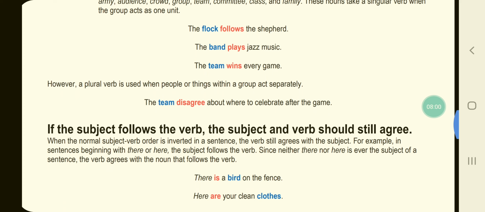However, a plural verb is used when people or things within a group act separately. For example, the team disagree. So here, children, we have used plural.